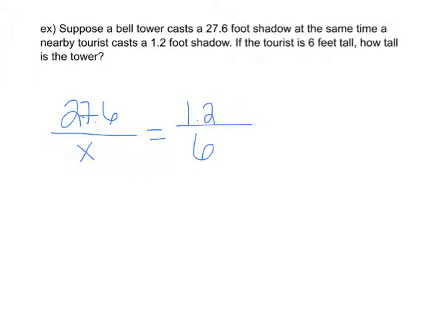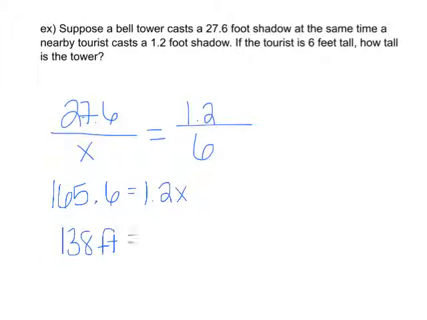So the first thing that I'm going to do is I'm going to cross multiply, and 27.6 times 6 gives me 165.6 equals 1.2x. And when I divide by 1.2 on both sides, I'm going to get 138 feet equals x. So our bell tower is 138 feet tall.